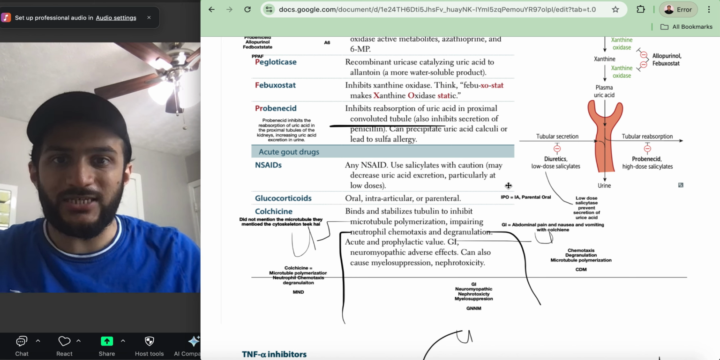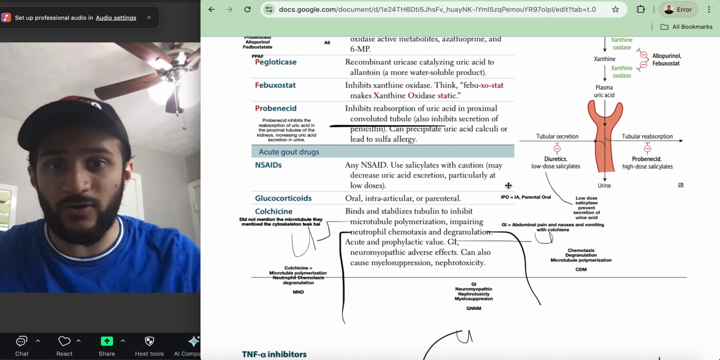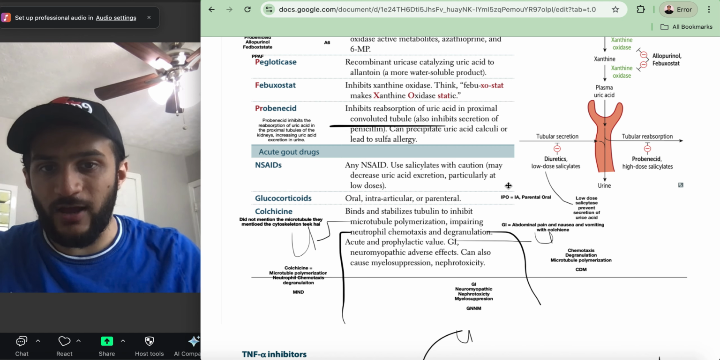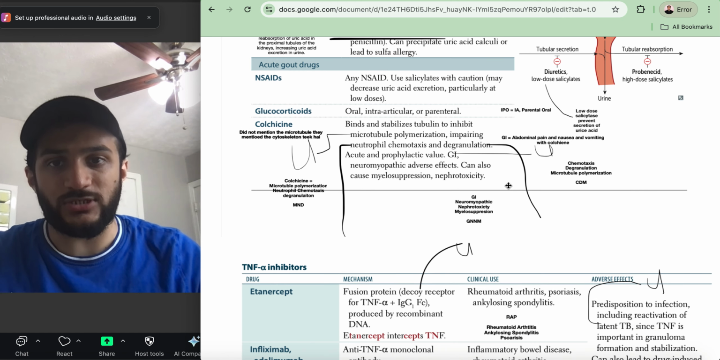Colchicine basically stabilizes tubulin to inhibit microtubule polymerization, impairing neutrophil chemotaxis and degranulation. It has acute and prophylactic value, with GI, neuropathic, and myopathic adverse effects, and can also have myelosuppression and nephrotoxicity effects as well.